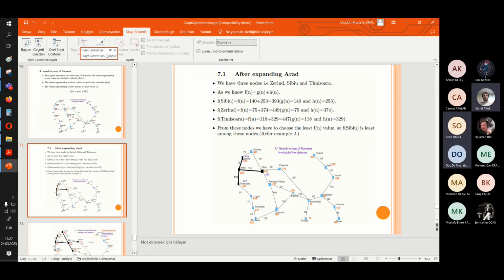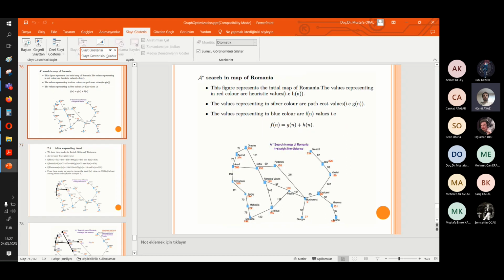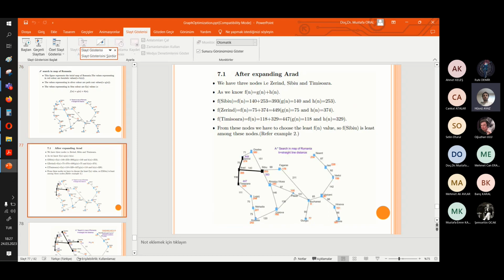Hocam, ben bir şey sormak istiyorum. Evet, buyurun. Şimdi hocam, bu tekste yazdığımız şeylerin sırası önemli mi? Mesela ben önce 75'lik olan, yani başlangıçta Zerind'e gidecek olan 75'lik mesafeyi hesaplamak istiyorum, çünkü başlangıçta daha kısa. Yukarıdaki tekste sıraya göre mi yazmaya başlayacağız, yoksa hangisini hesapladığımız başlangıçta önemli değil mi?